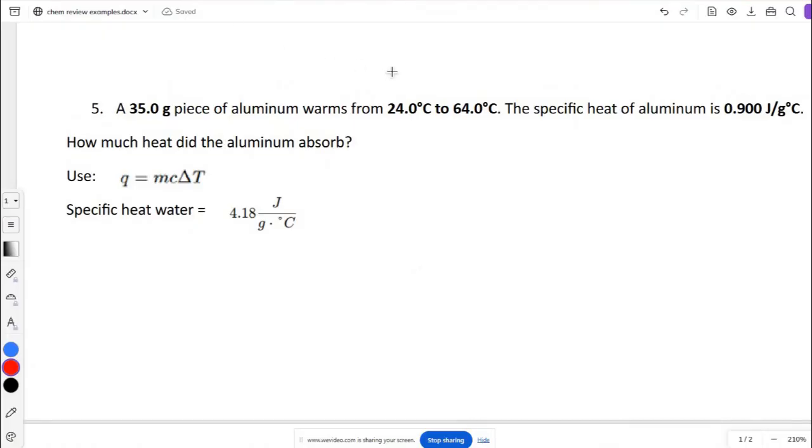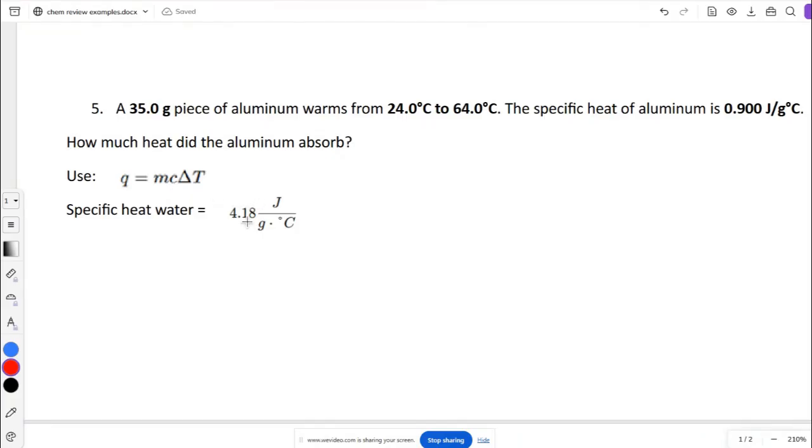All right, here is a specific heat problem. Number 5. All right, so here's our equation. Q equals mc delta T. Q is energy in joules. M is the mass. M is always mass. C is the constant, or the specific heat, which is right here. The specific heat of aluminum is 0.9. Remember, it's different for each substance. Water is 4.18.